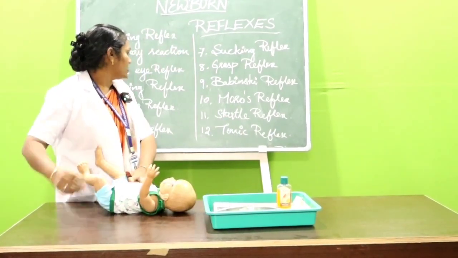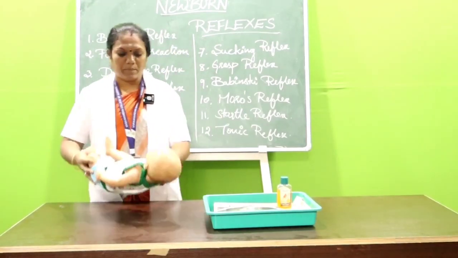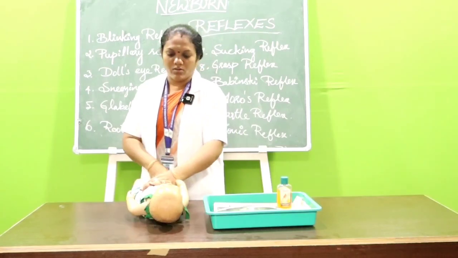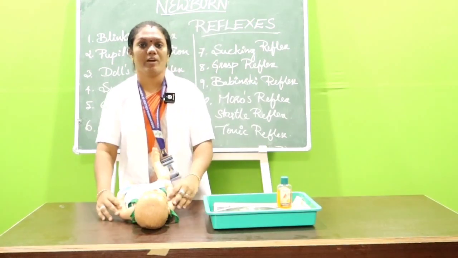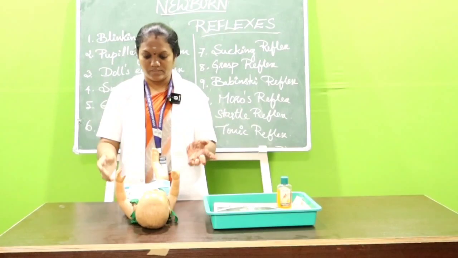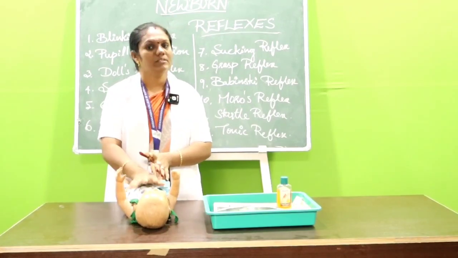Okay. Then next is the startle reflex, the same way. We place the baby in the supine position. Okay. So now we give a sudden loud noise near the baby, and the baby starts to startle. Okay, like this the reflex starts. It shows that the startle reflex is present.